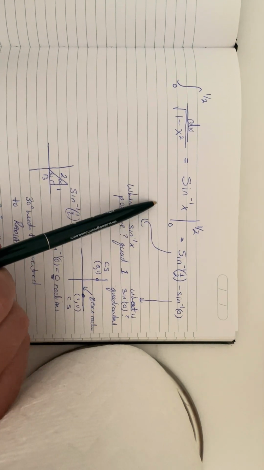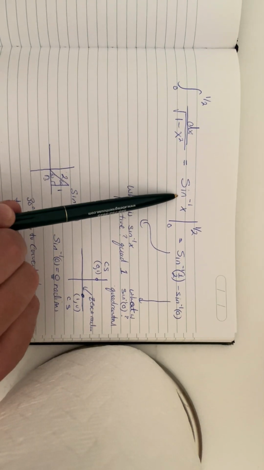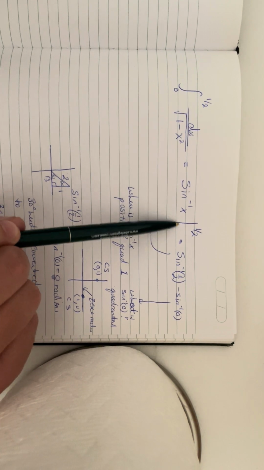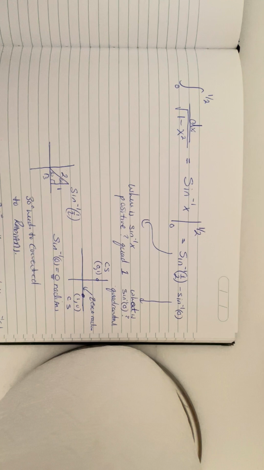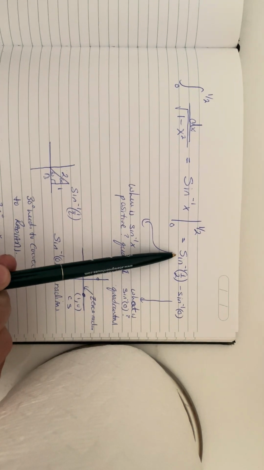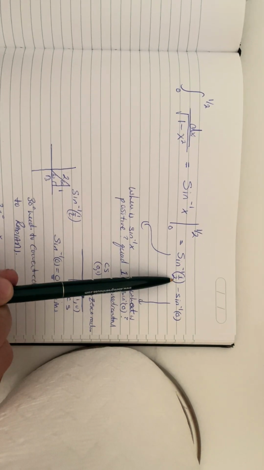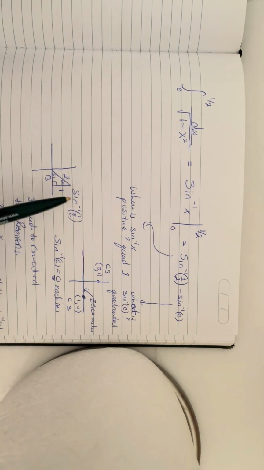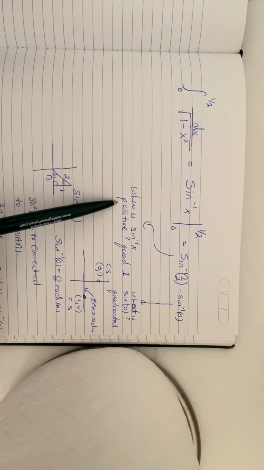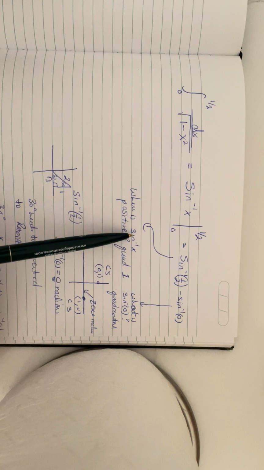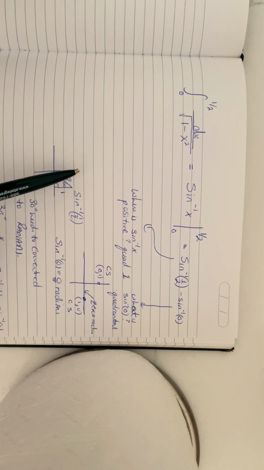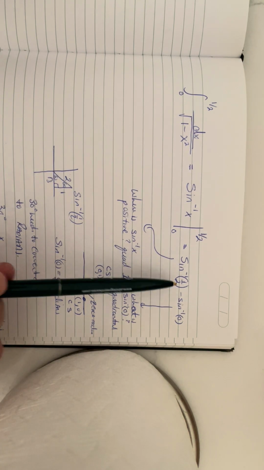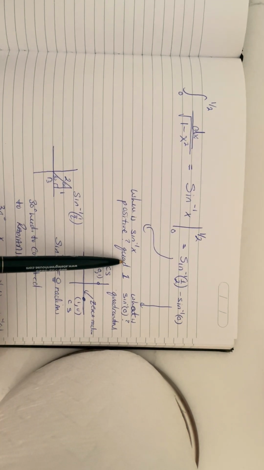Now, I've given you the formula that is actually equal to sine inverse of x, and it's going to be evaluated from 0 to 1/2. So what's going to happen is you're going to take sine inverse of 1/2 minus sine inverse of 0. Now, I have a couple of comments here. I said, where is sine inverse positive? Because you're dealing with a positive argument there. Well, that happens to be in quadrant 1.